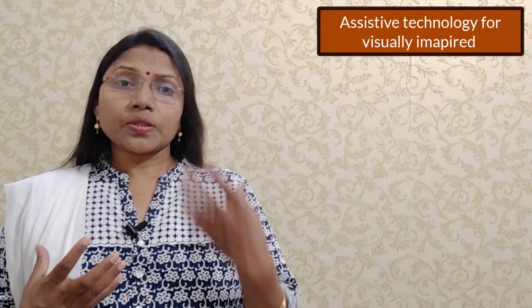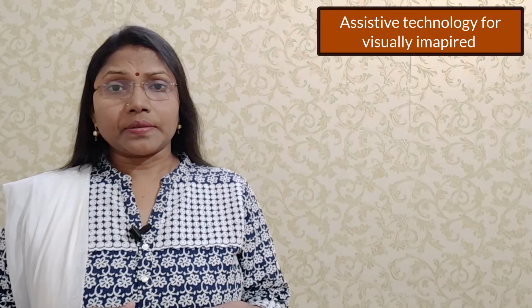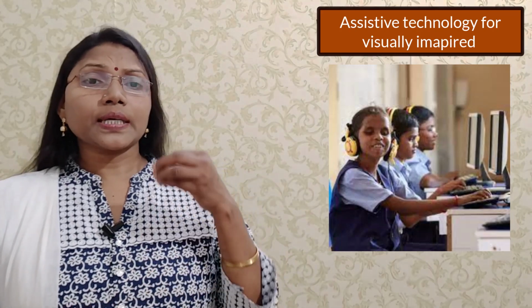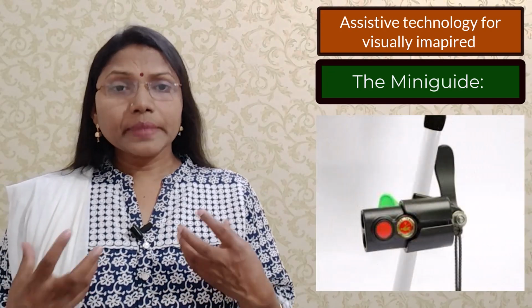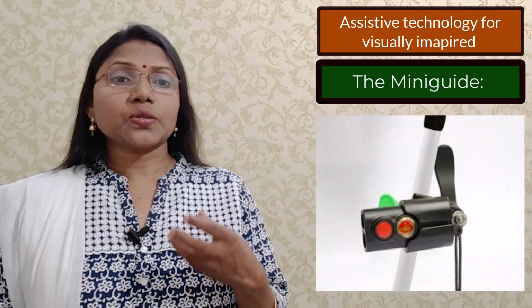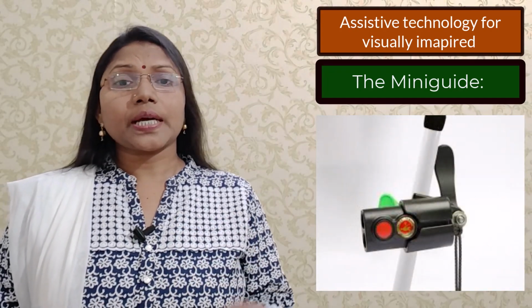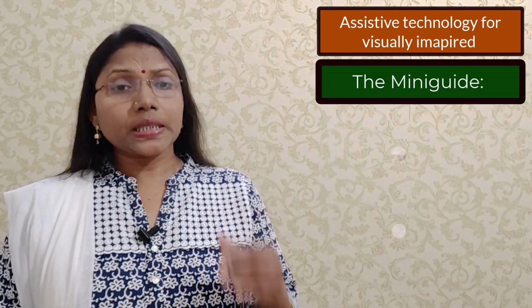Now, assistive technology for the visually impaired. Visually impaired students, while receiving instructions and going through the learning experiences in an inclusive classroom setup, may be helped by a variety of assistive technology like the mini guide. The mini guide is a truly mini, lightweight and versatile secondary mobility aid.